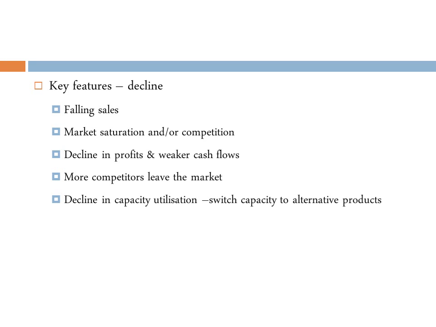There will be a decline in profits, and there will be weaker cash flow. More competitors start leaving the market because the profit is lower and cash flow is weaker. And now there's going to be a decline in capacity utilization, which also might push up unit costs. It might also mean that we can switch that capacity to alternative newer products, which are now in the introduction or the development stage. So you can see how it is like a cycle. It continues around.